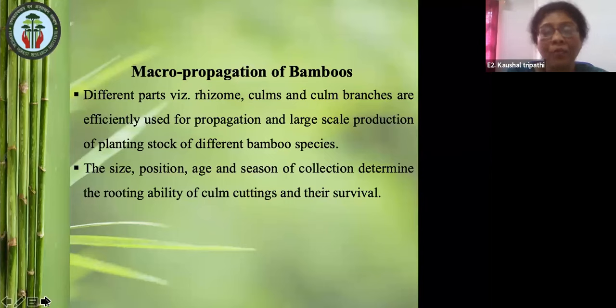Different parts of the bamboo plant, like rhizomes, culms, and culm branch cuttings, can be efficiently used for propagation, and large scale production of planting stock of different bamboo species can be done. The size, position, age, and season of collection determine the rooting ability of culm cuttings and their survival. There are many factors responsible for the rooting percentage we get when using cuttings or culm branch cuttings for production of planting material: the age of the clump, the season in which you are collecting, the size of the cuttings. All these matter for the rooting percentage.